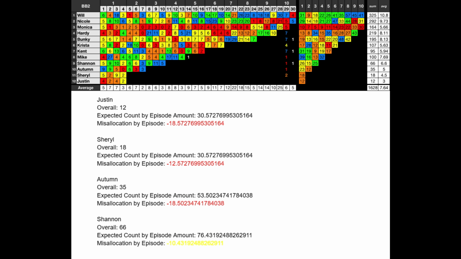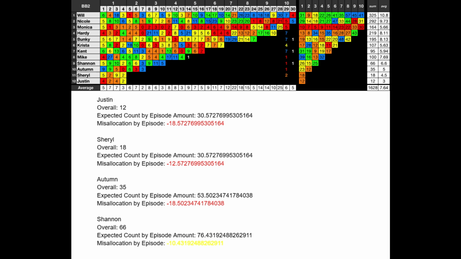Cheryl overall has a confessional count of 18, and her expected count by episode amount is 30.57, since she and Justin were both in 4 episodes. Her misallocation by episode amount is a negative 12.57, so she's not as under edited as Justin, but still under edited. Autumn overall has the diary room confessional count of 35, and the expected count by episode amount for her for lasting 8 episodes is 53.5. Due to this, she has a negative 18.5 misallocation by episode, so she is also someone that is very under edited.